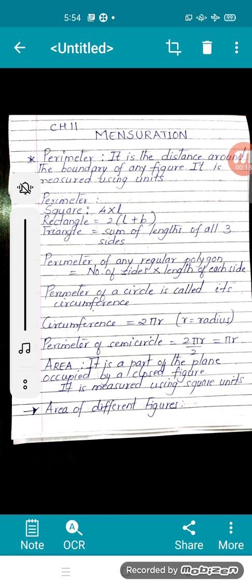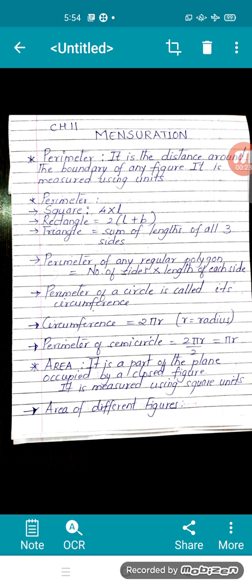What is perimeter? It is the distance around the boundary of any figure. Perimeter becomes the sum of all sides of a given figure. It is measured using units. Now let us see perimeters of different figures.